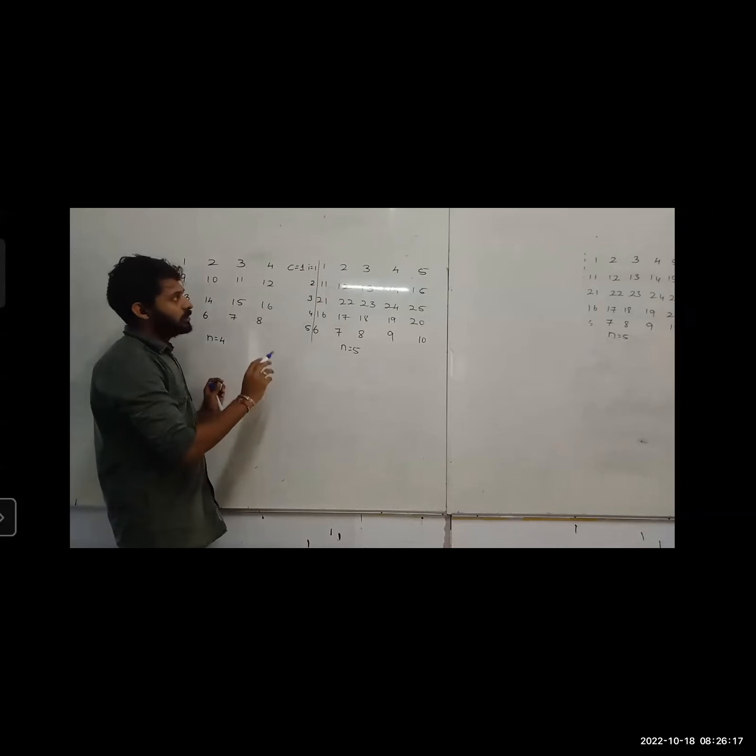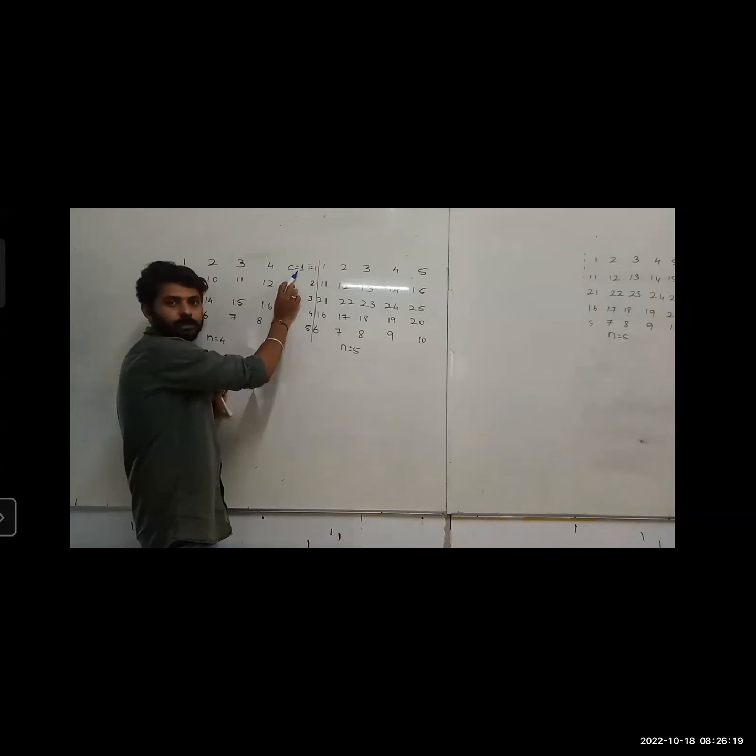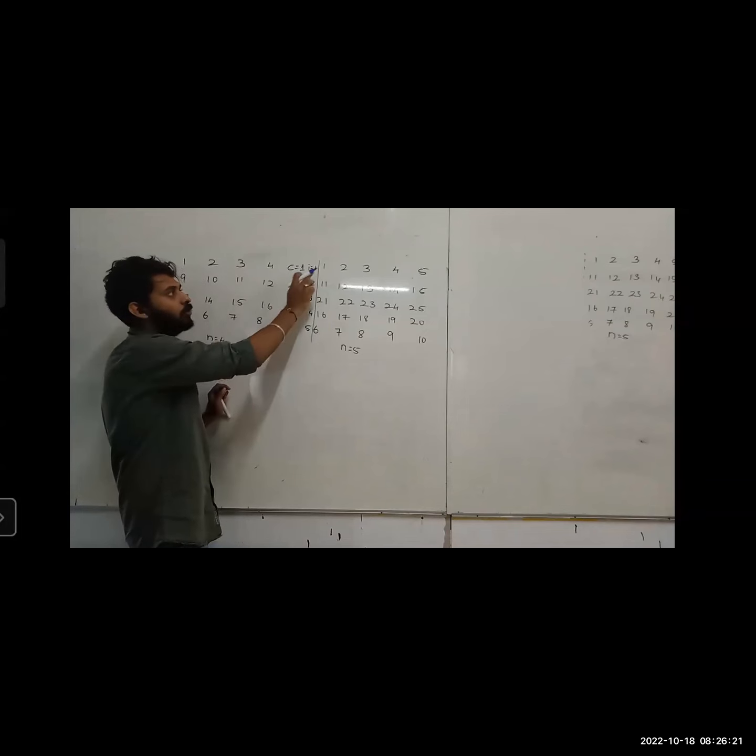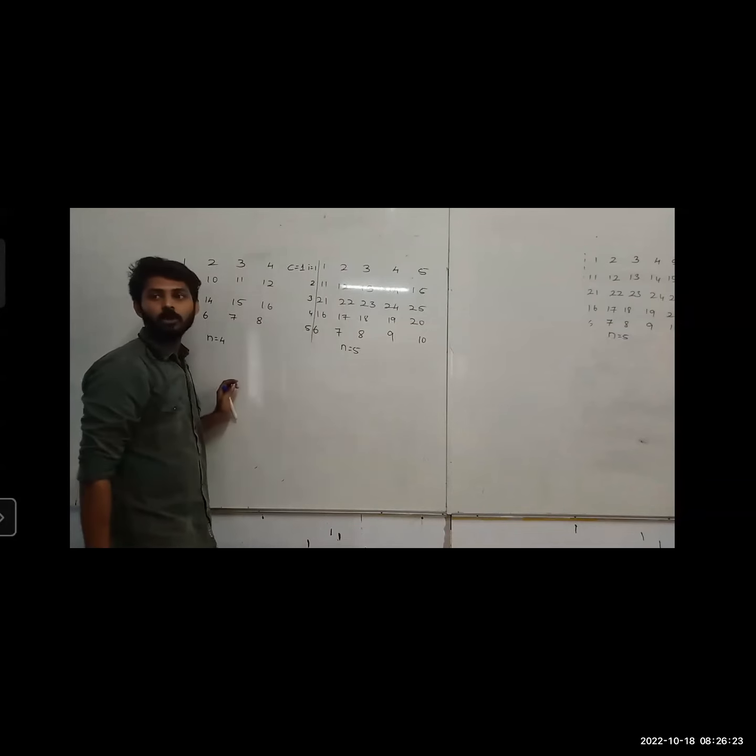Okay. So now if I have the C value as 1, how to print these values? I believe all of you know. C plus J minus 1.